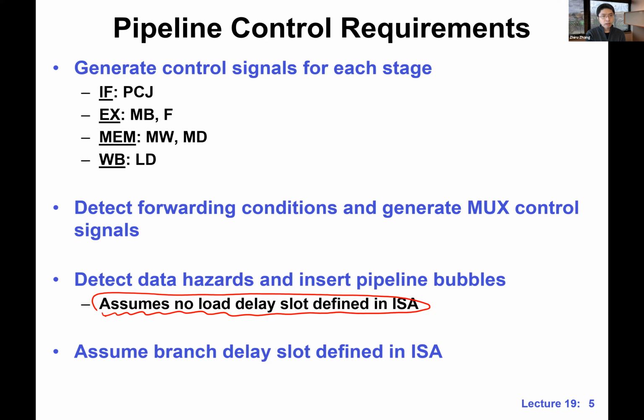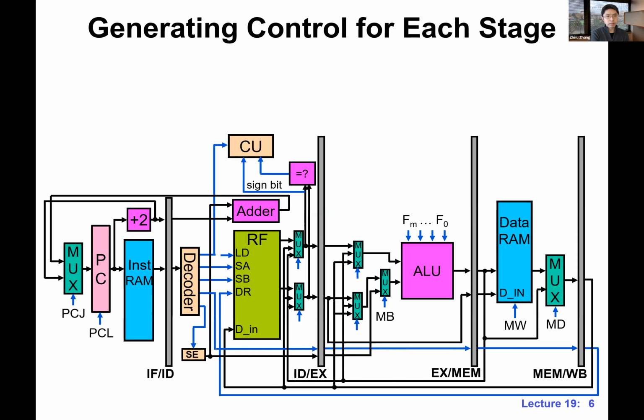All right. So these are the things that we need to take care of. First, for the PC control, once we know whether we need to take the branch or not, that's where we want to generate this signal called PCJ over here. This blue line is supposed to connect to this line over here, so these are the same signal. This one determines whether we take the default PC increment, or we take the branch.